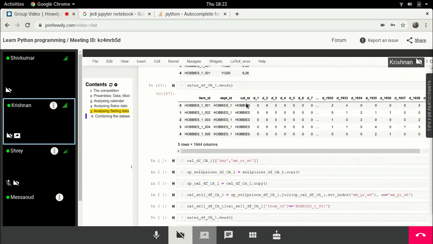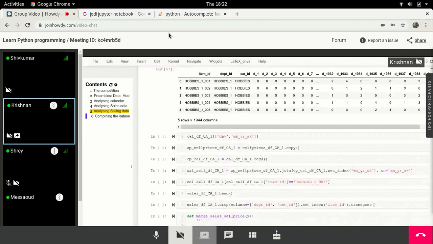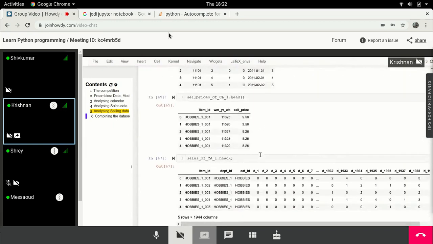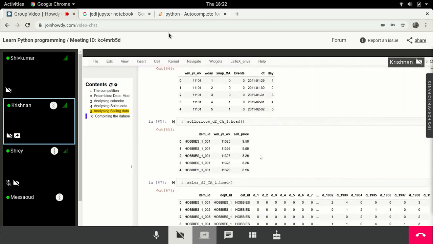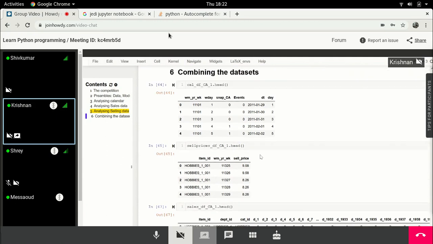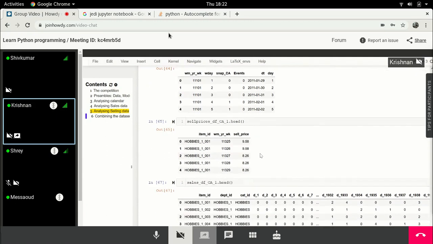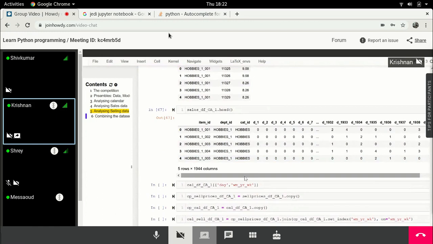This is where we kind of stopped, or at least where we discussed sufficiently. We now have to find a way to merge these. We did a little bit of merging, but it wasn't necessarily clean, so we can probably start afresh. For each item ID, we have the number of items sold on all those days, basically 1941 days.